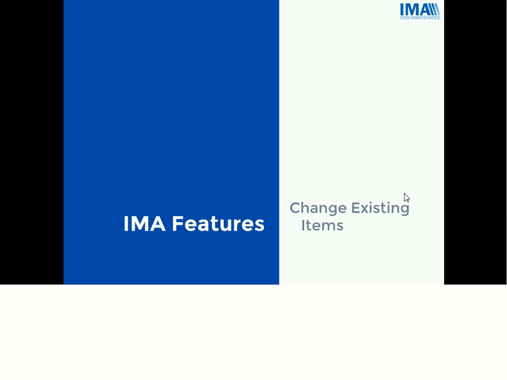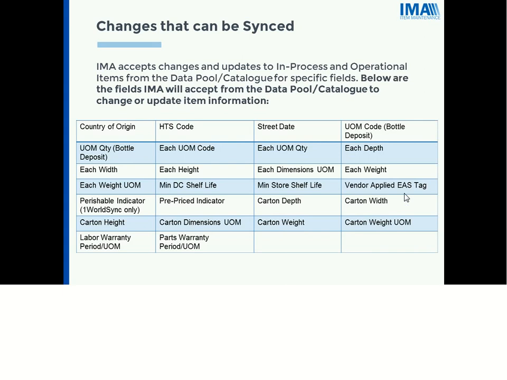Okay, I'm going to move on to change existing items then. There are a lot of changes that can actually be synced over from your data catalog provider. This table lists all of the fields that IMA will accept from the data pool catalog to change or update item information. There are other fields that you may need to update that are not on this list, and that means that you cannot sync those changes over from your data catalog provider.